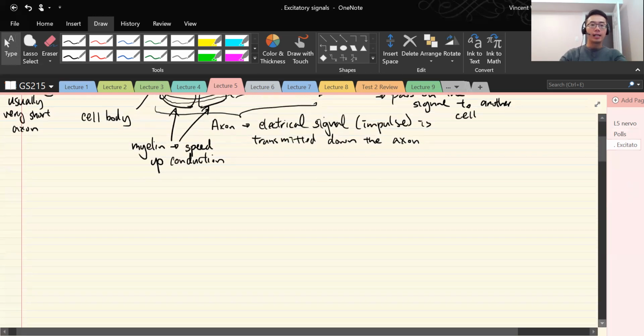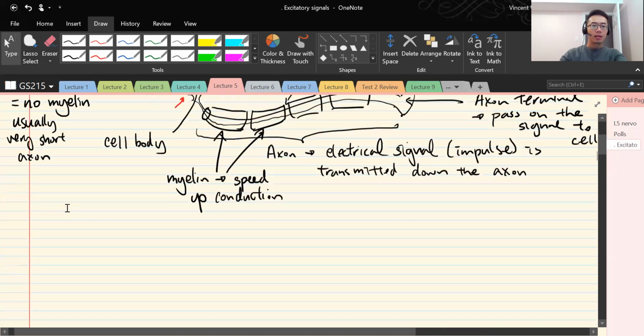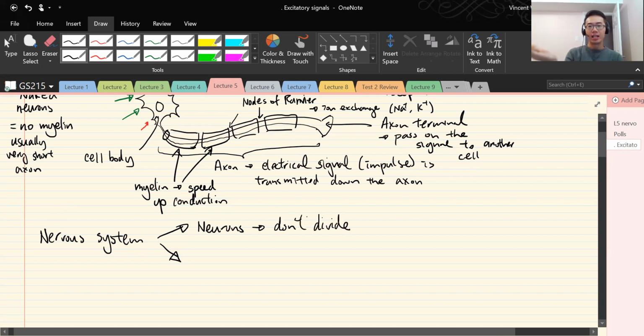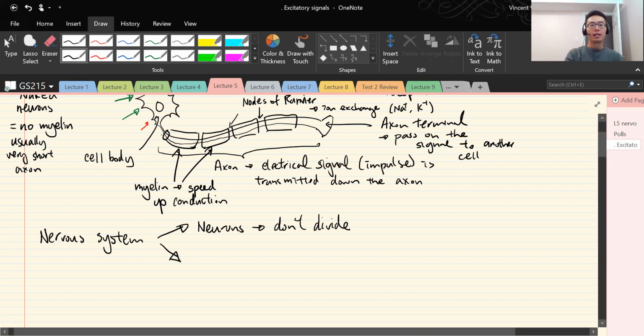So in our nervous system, we have two types of cells. We have the neurons. Okay, these ones, they don't divide. If they die, they die. If you lose them, you don't get them back. So it's very precious. We have to take care of them. We have to protect them. We have to nourish them. And that is the job of glial cells.